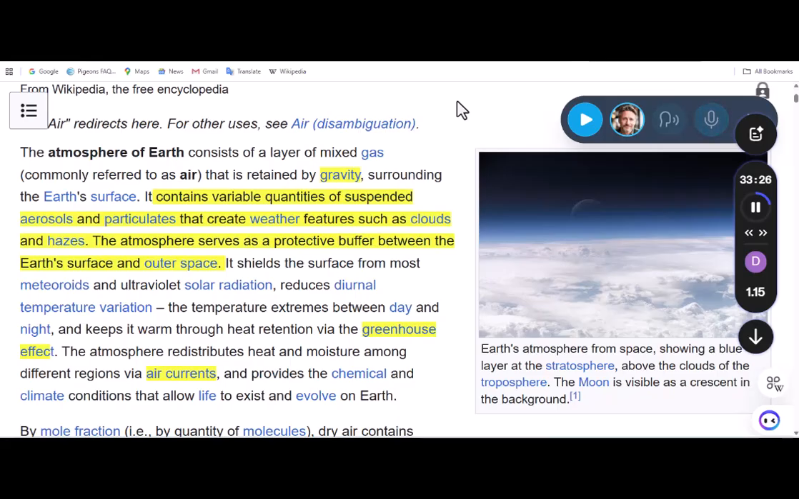Overlapping the thermosphere from 50 to 600 kilometers, 31 to 373 miles above Earth's surface, is the ionosphere, a region of enhanced plasma density.